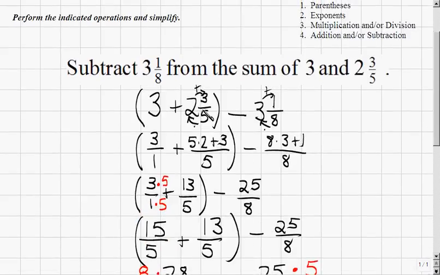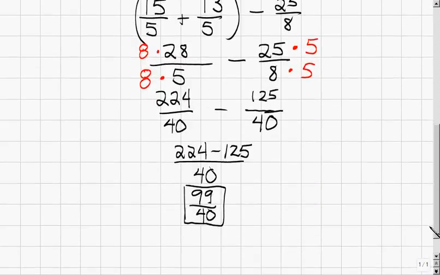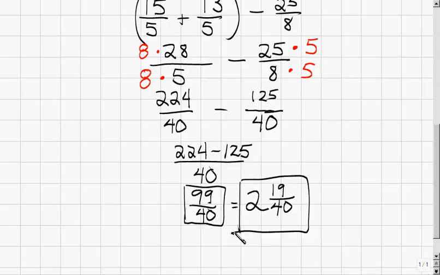However, our problem started off with mixed numbers, so maybe we should write our answer as a mixed number. To convert 99/40ths to a mixed number, we'll divide 40 into 99. We note that 40 divides into 99 twice. That would be 80. And 80 from 99 leaves a remainder of 19 out of what we were dividing by. So 99/40ths converted to a mixed number is 2 and 19/40ths as our final answer.